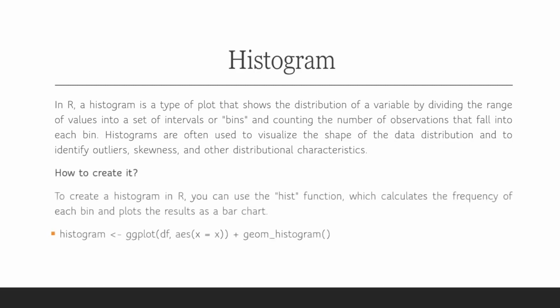Now, how to create it? To create histogram in R, you can use the hist function, or you can also use the geom histogram function that is provided by the ggplot2 package, which calculates the frequency of each bin and plots the result as a bar chart. Now let's move to RStudio to see how this one works.